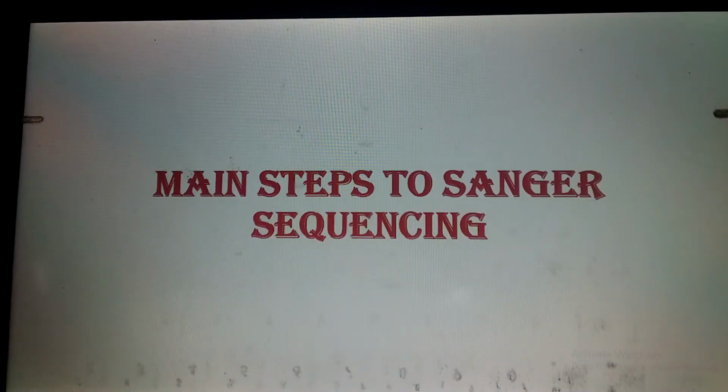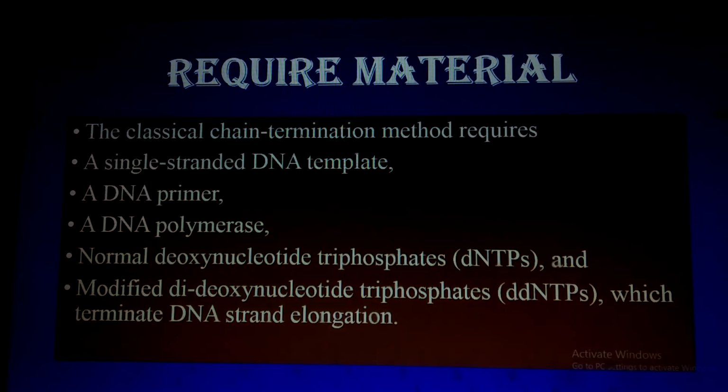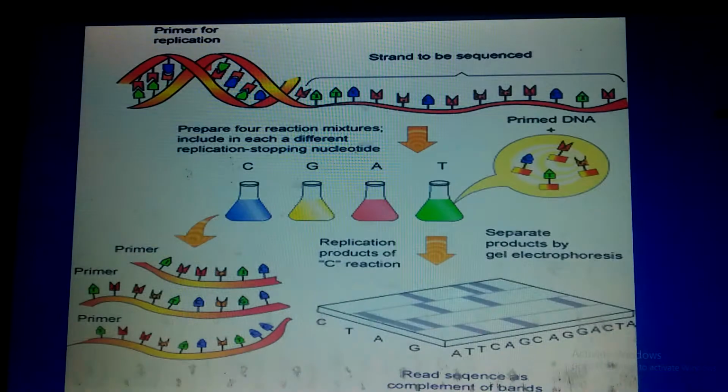Now I am going to discuss the steps of the Sanger sequencing. As I have discussed, the required material for the Sanger method is the single-stranded DNA template, which is unknown DNA, DNA primers, DNA polymerase, normal nucleotides, which are deoxynucleotide triphosphates, dNTPs, and the modified ddNTPs. And four types of the ddNTPs, like the four types of the dNTPs: G, C, A, and T. So this is the overall reaction or the method or process of the Sanger.